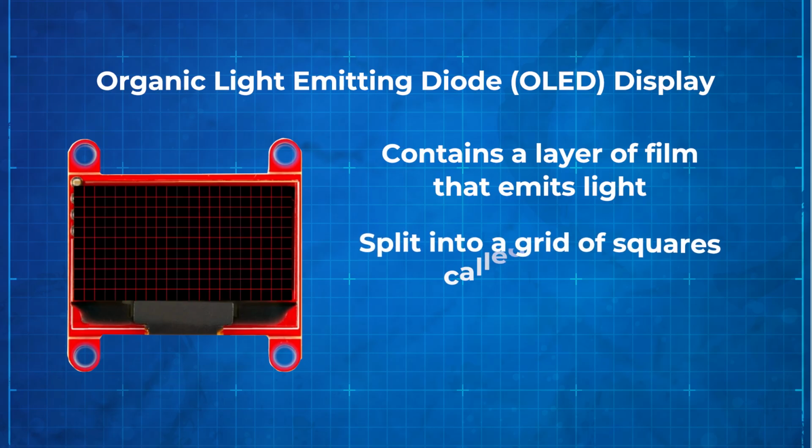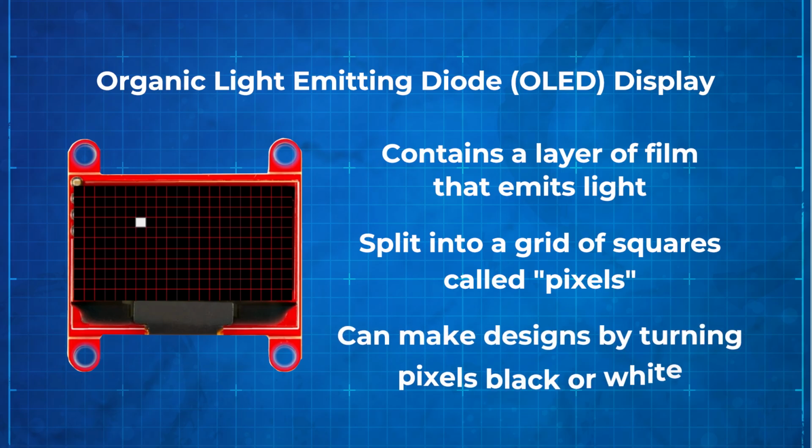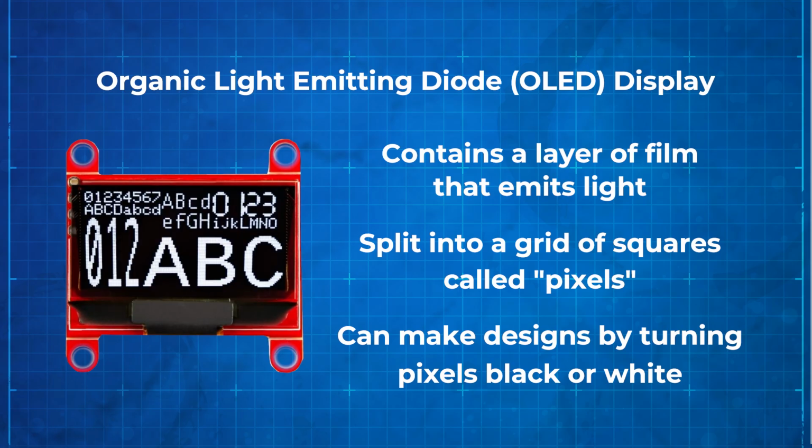It is split up into a grid of little squares called pixels. Since our display is monochrome, each pixel of the display can be set individually to white or black, allowing us to display anything from text to even lines and shapes.